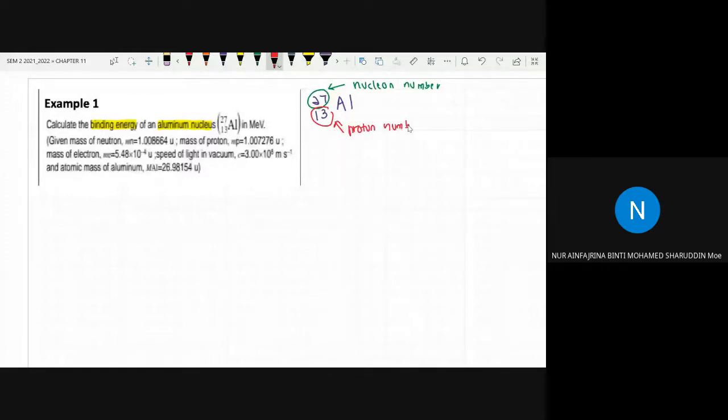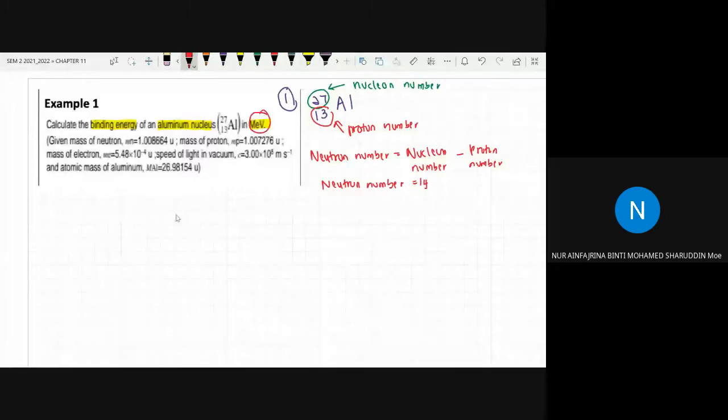Okay, how can I get the neutron number? This one I do step by step. Later if you want to write, you can; if not, it's fine. Neutron number is nucleon number minus proton number. Very good. So you will get your neutron number as 14. So this is the first step. Look at the question properly. It wants the answer in mega electron volt. Highlight and circle mega electron volt.